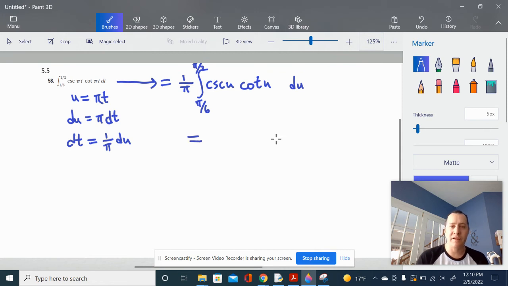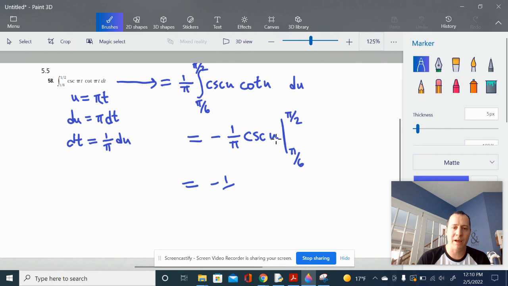Either way that you do it, the next step is to anti-differentiate, right? Let's take the antiderivative here. Cosecant of u, cotangent of u is the negative of the derivative of cosecant of u, right? So this would be negative cosecant of u. I have this 1 over pi in front. And I would put plus c if it was an indefinite integral. Since it's definite, I'm just going to put these limits of integration here. I'm evaluating from pi over 6 up to pi over 2. And you don't need the plus c because it'll cancel out. And yeah, now we just plug in those limits of integration and subtract.